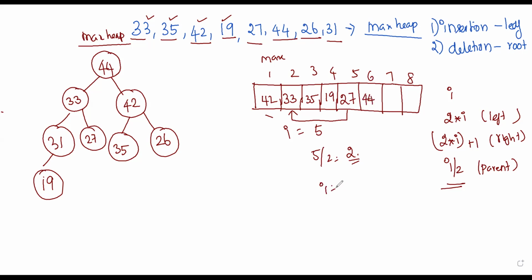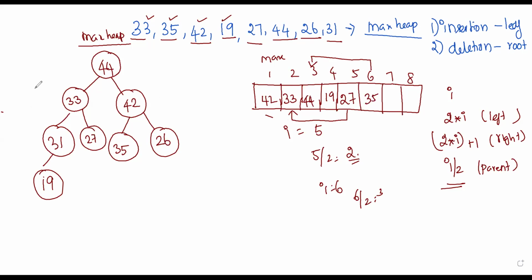Similarly, the next element to be inserted is 44. Here i is equal to 6 now. 6 by 2 is 3. So this element's parent is this element. Here 44 is greater, that is, the child is greater than its parent. So swap it. Here comes 44 and 35.